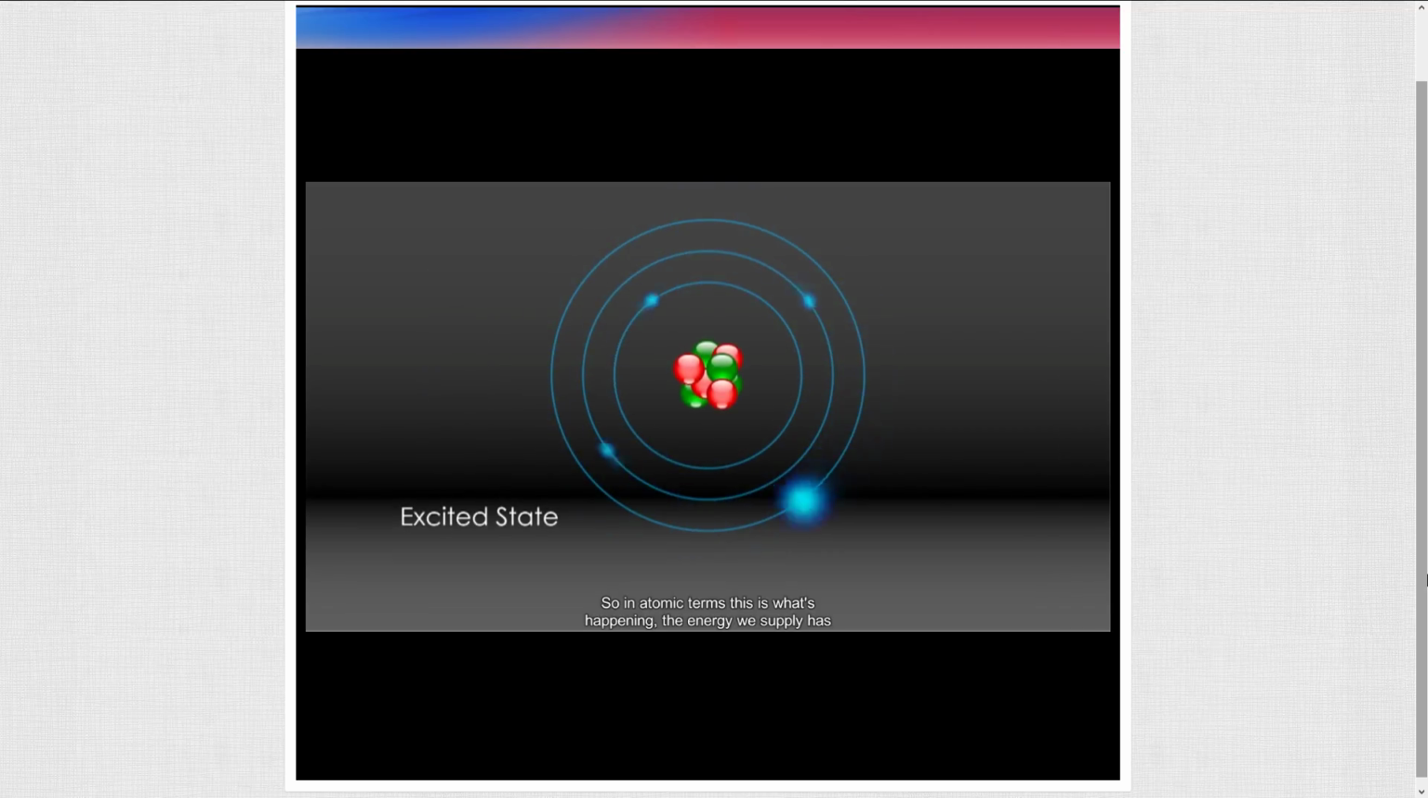The energy we supply has promoted an electron so that the atom is in its excited state. As the electron drops down to a lower energy level, energy is given out in the form of electromagnetic radiation, or light, and once again, the frequency of that radiation coming out matches the energy difference between those two levels.